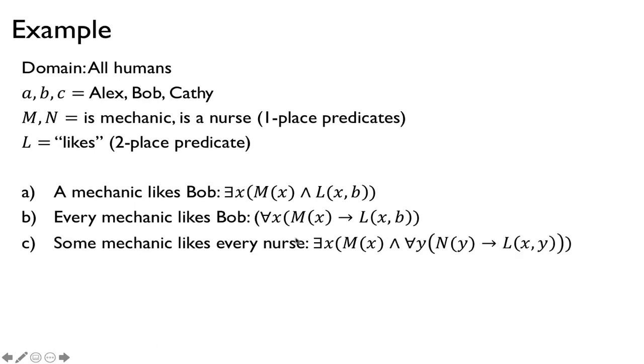Some mechanic likes every nurse. There's an x such that M of x, and for all y, if y is a nurse, then x likes y. So that's the same thing as saying some mechanic likes every nurse. There exists one mechanic, and that mechanic likes every nurse. So again, these are more examples of how to express these ideas in first-order logic, and these constants and predicates are an interpretation of the language, and you need a domain.